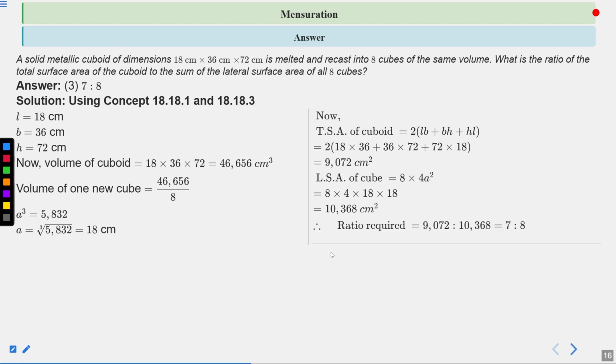Now what will the ratio become? The ratio becomes 9,072 to 10,368. When we simplify it, we get the ratio 7:8. So the third option is the correct answer of this question. Next one.